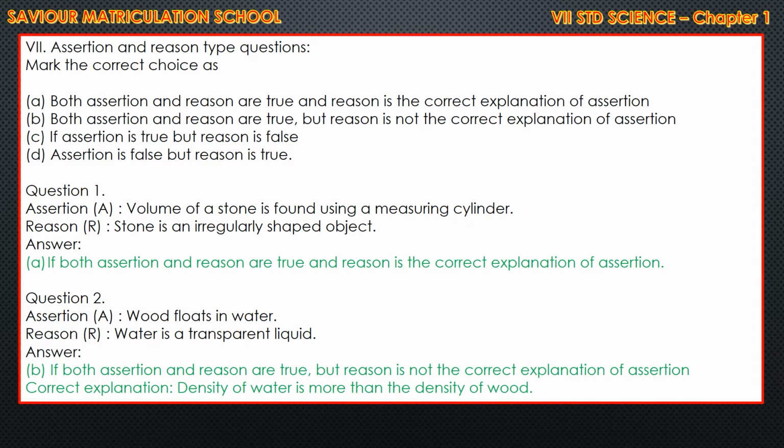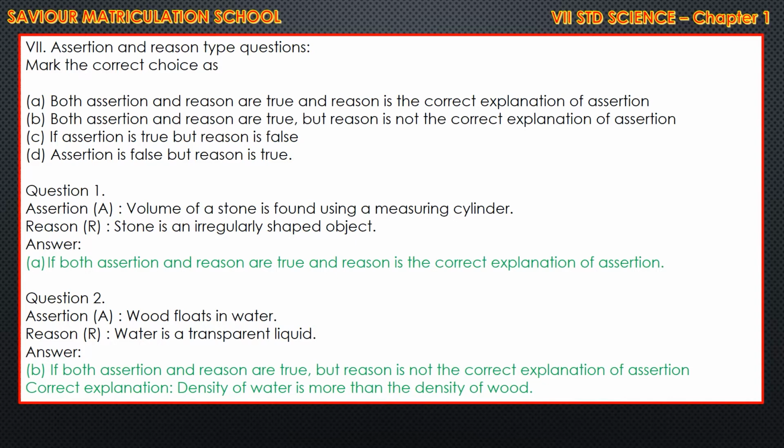So the first question they have asked, assertion is volume of a stone is found using a measuring cylinder. Reason, stone is an irregularly shaped object. So the answer for that is A, if both assertion and reason are true, and reason is the correct explanation of assertion.